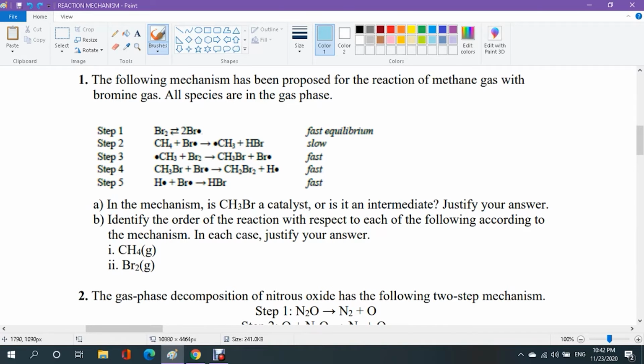So first thing we have to do is we have to look for CH3Br, and it's in step 3. It's formed in step 3 and used up in step 4. So what is that? Is that a catalyst or an intermediate? As I said before, an intermediate is something that is formed in a step and then used up in the other step. So CH3Br is an intermediate because it's formed in step 3 and used up in step 4.